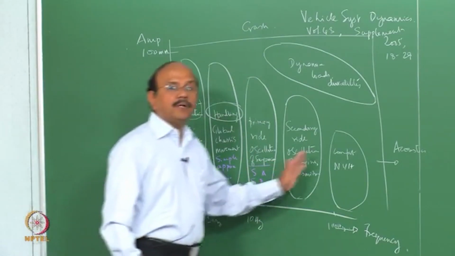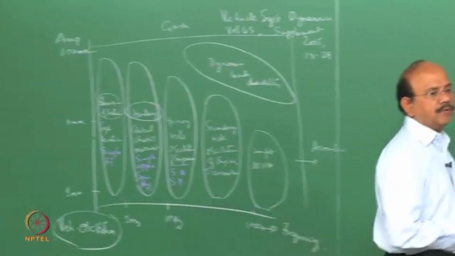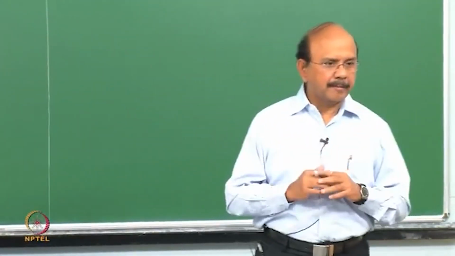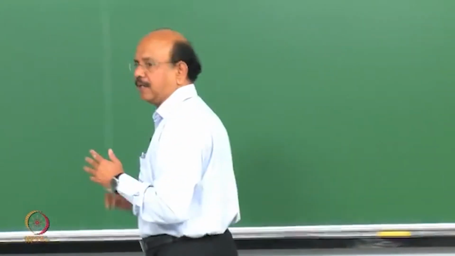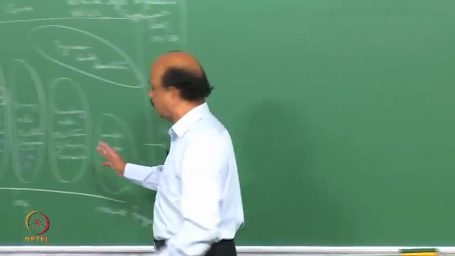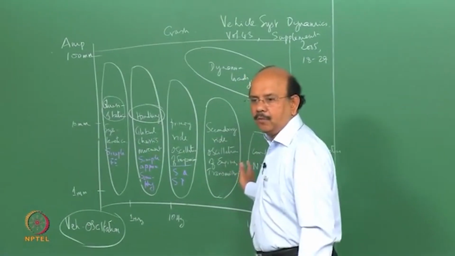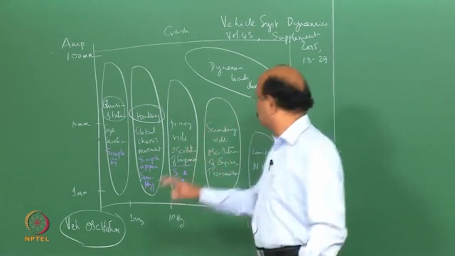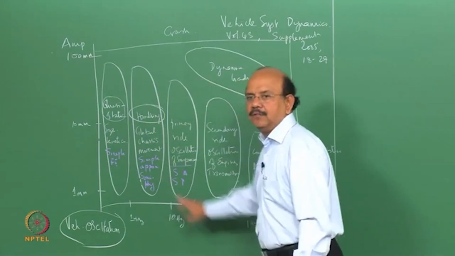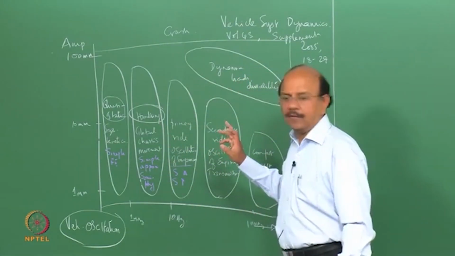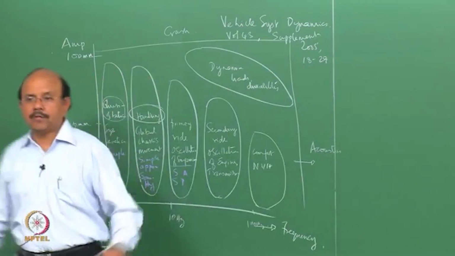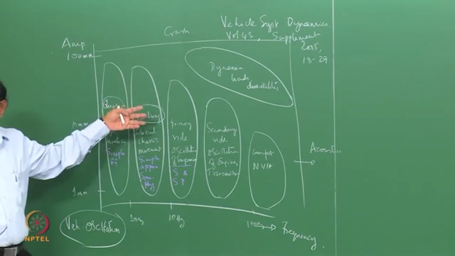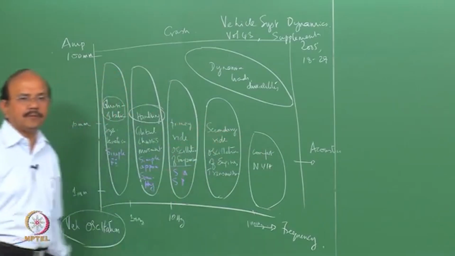Then comes harshness, what we loosely call NVH. That's comfort, at a much higher frequency. So if you look at the total ride, how comfortable I am in the vehicle, it actually covers the whole thing. You can also see that as I go down the frequencies, the amplitude comes down. Very well known case.